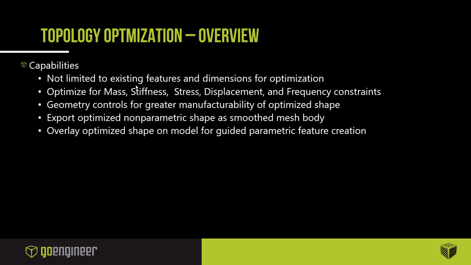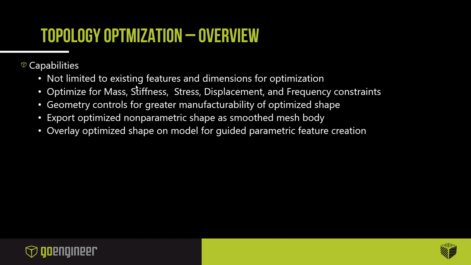And what do we get as the output? We can get that non-parametric shape exported as a smooth mesh body or a mesh file, or as a solid body. And if you don't want to use that smoothed non-parametric shape directly, you can simply overlay it onto your model to act as a visual guide for additional parametric feature creation.